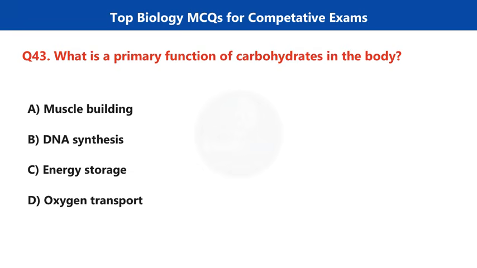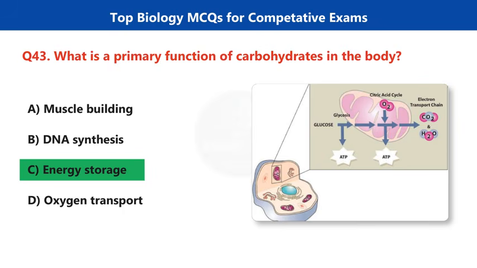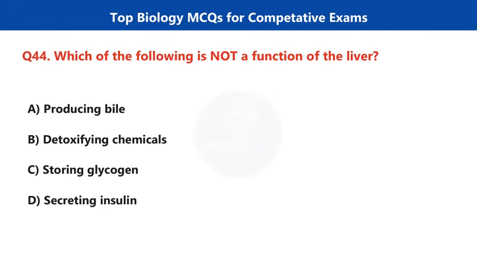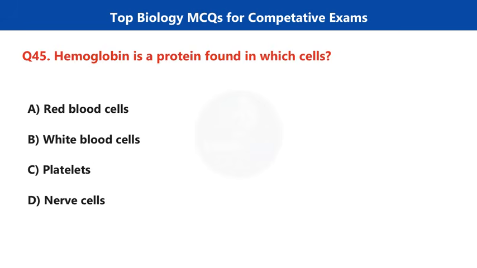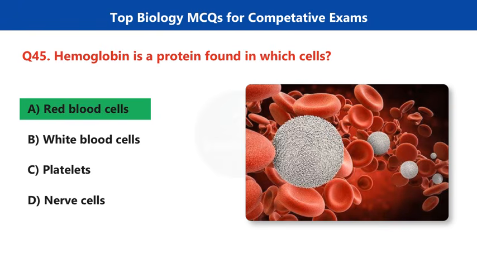What is a primary function of carbohydrates in the body? Correct answer, energy storage. Which of the following is not a function of the liver? Correct answer, secreting insulin. Hemoglobin is a protein found in which cells? Correct answer, red blood cells.